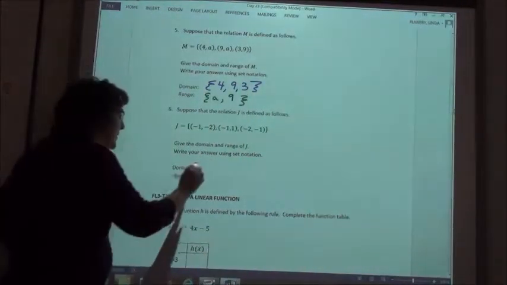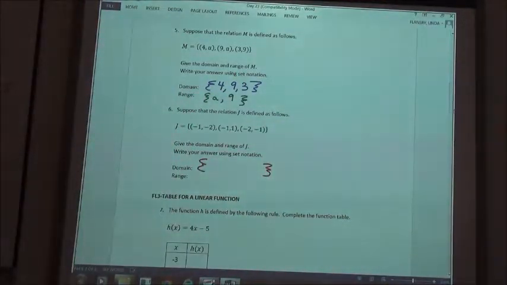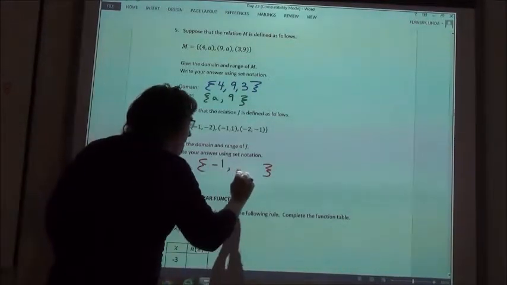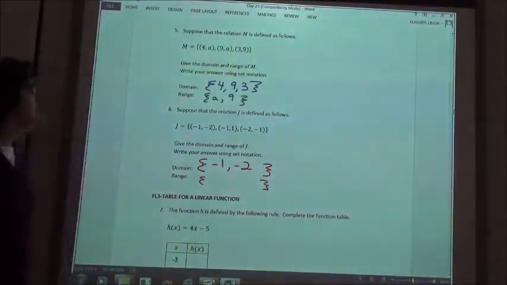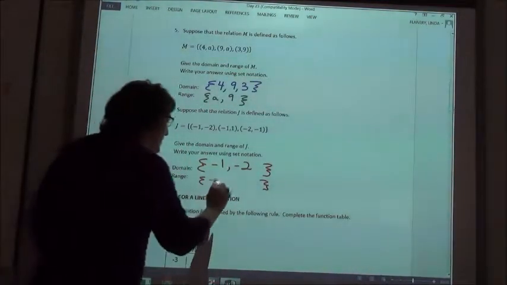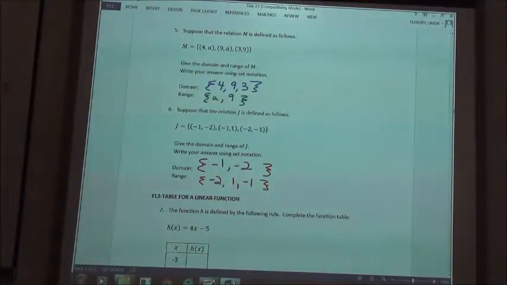So number 6. I want to list my domain. My domain is going to be -1 and -2. And my range, -2, 1, and -1. So easy enough once you know what domain and range mean.